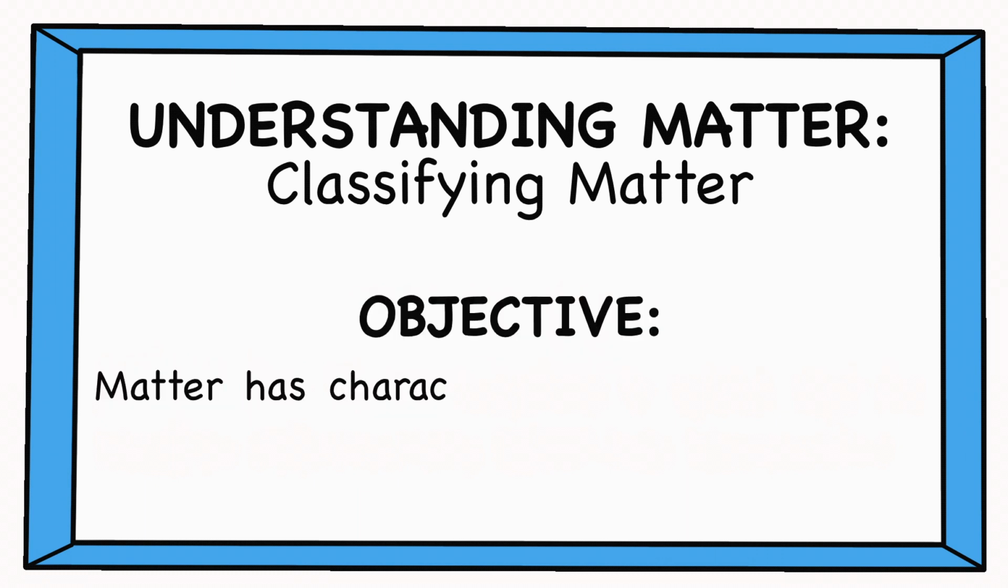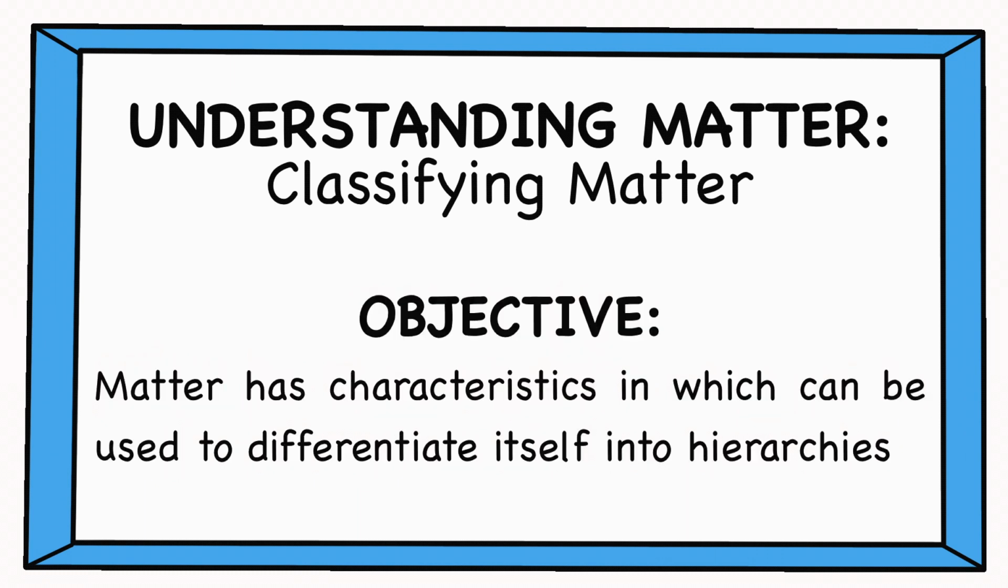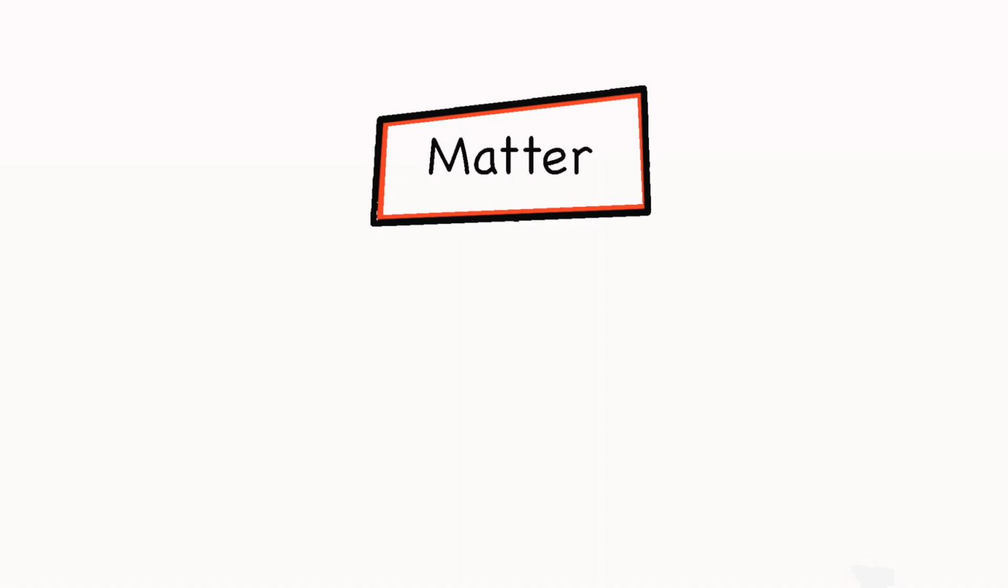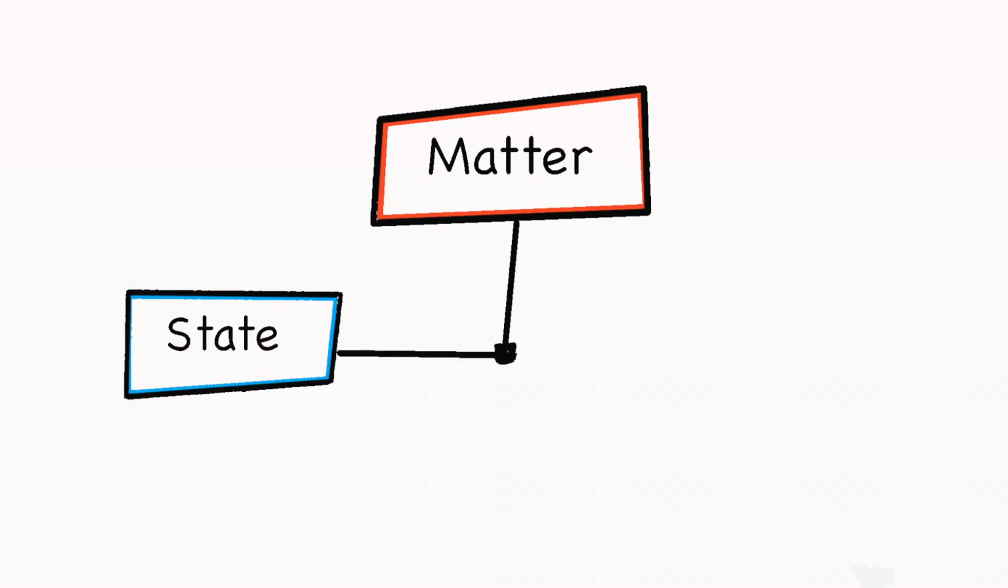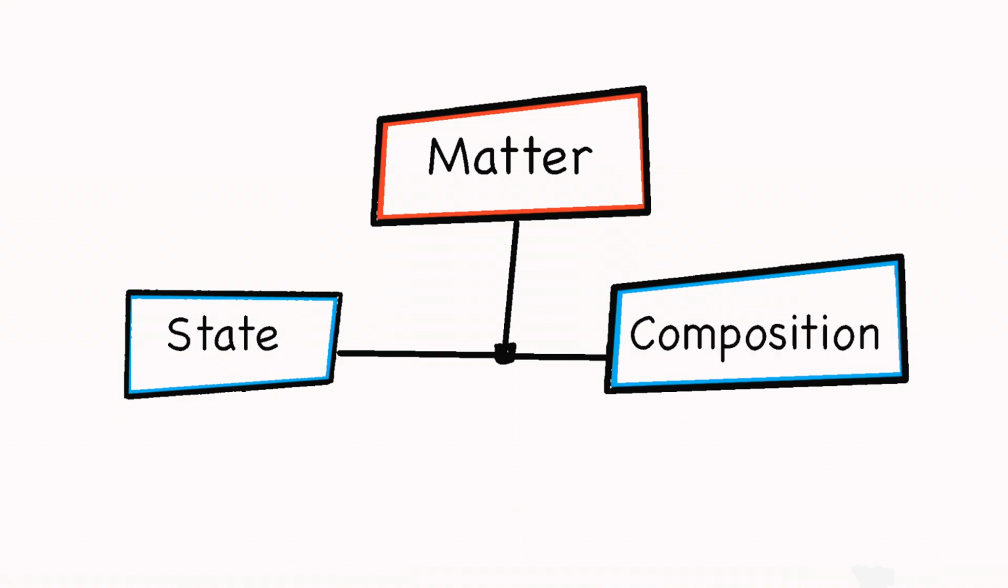Today's objective is to understand that matter has characteristics in which it can be used to differentiate itself into hierarchies. Basically, this means that we can categorize or sort matter due to its unique properties. Matter can be broken down or classified in one of two ways, either by state or by composition. Let's look at the easier of the two first, state.